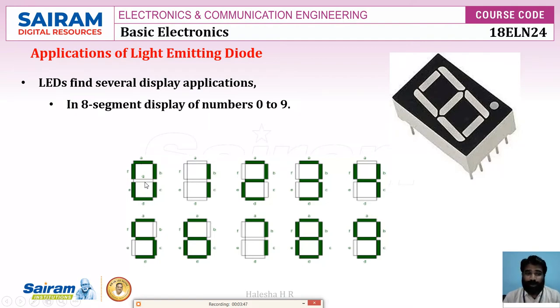To display 0, these LEDs are named A, B, C, D, E, F, G. G is off, the remaining all on. To display 1, B and C are on, the remaining all off, like that. We also use this LED in LED TVs. So this is about the application of light emitting diode: the diode which emits light when the recombination of holes and electrons occurs.